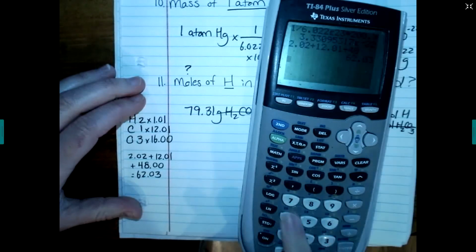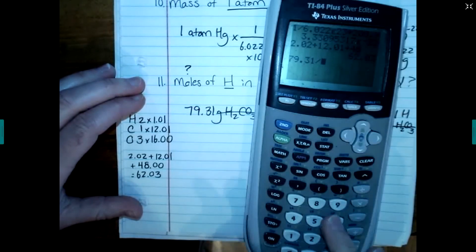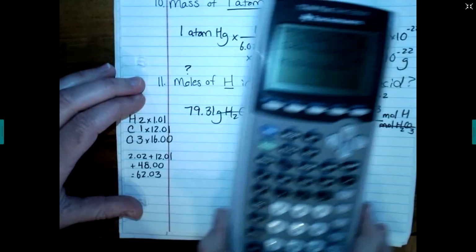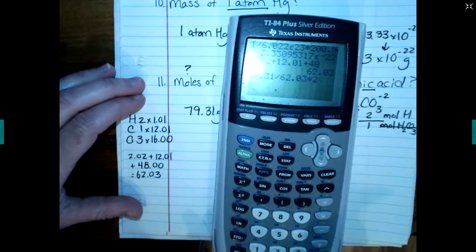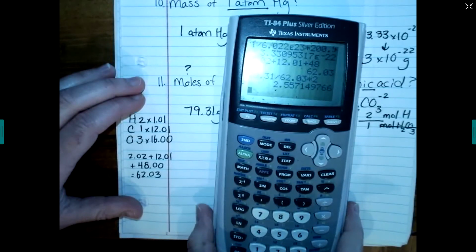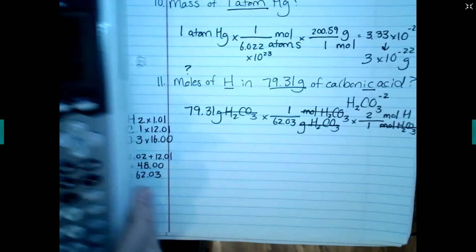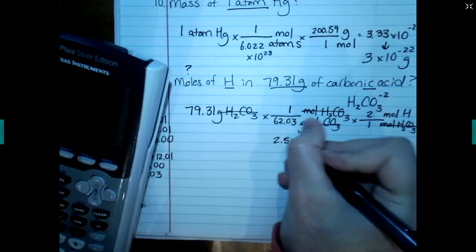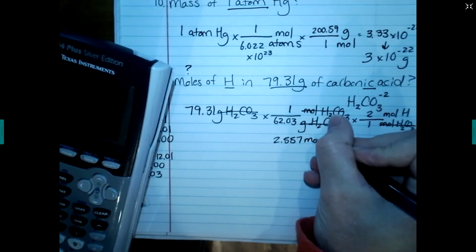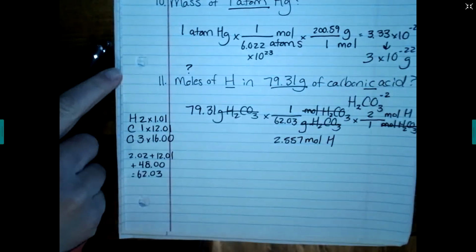So first we're going to divide 79.31 divided by 62.03 times 2. And we get 2.557 moles of hydrogen.